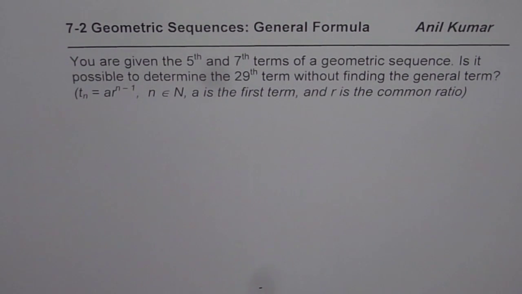The question here is, you are given the fifth and seventh terms of a geometric sequence. Is it possible to determine the 29th term without finding the general term?